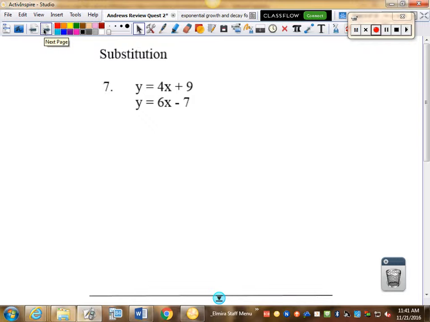Okay, the other way that we could be doing substitution is if we notice that both of these are y equals. That means we can set them equal to each other.